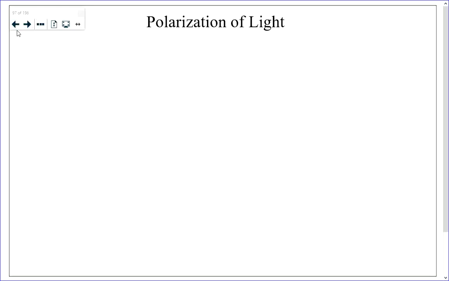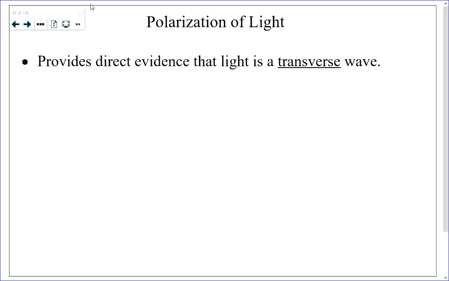All right, polarization of light. Just to begin with, polarization provides direct evidence that light is a transverse wave. So we've established that light is a wave due to the fact that it diffracts and interferes. As soon as you can get that wave to be polarized, then you're saying it's transverse.